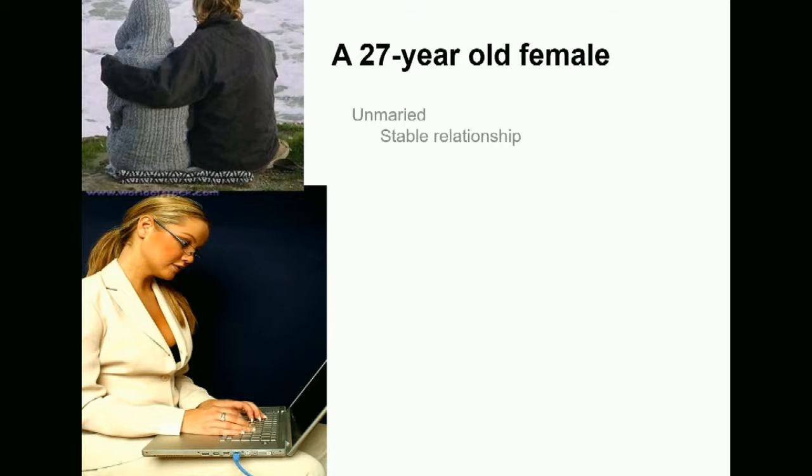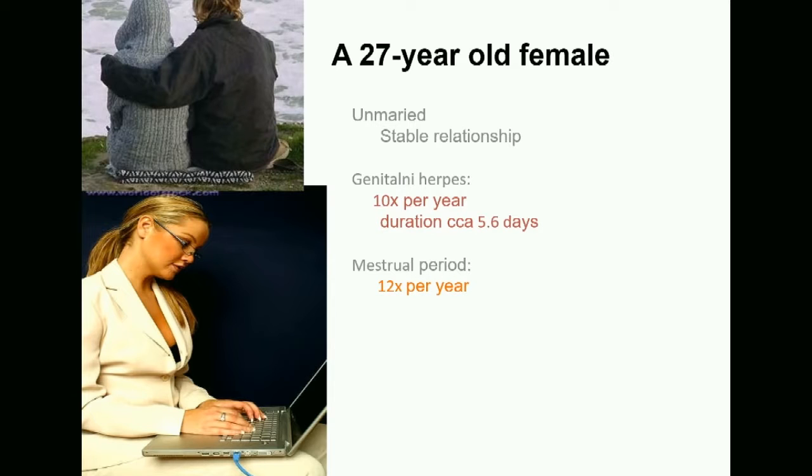She's unmarried, she has a stable relationship, and she has genital herpes 10 times per year. Can you imagine? The average duration of each outbreak is 5.6 days. However, of course, she's a woman. She has a menstrual period twice a year. It lasts for approximately 5 days.